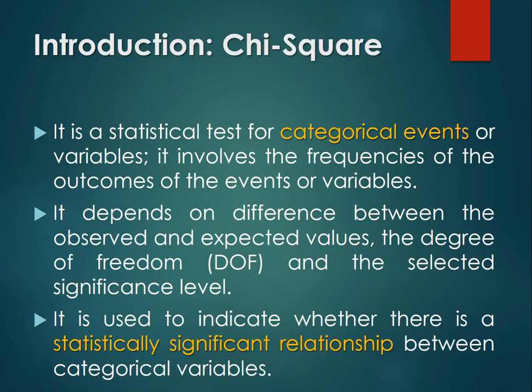Chi-square depends on the difference between the observed and expected values, the degree of freedom or D.O.F., and the selected significance level. Normally, the degree of freedom and the selected significance level will be given. Chi-square is used to indicate whether there is a statistically significant relationship between categorical variables.